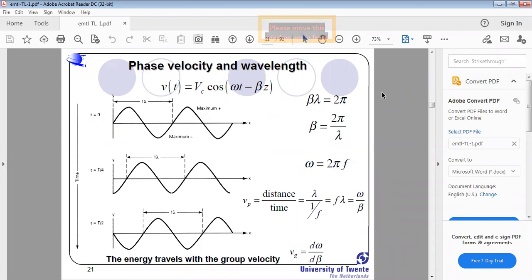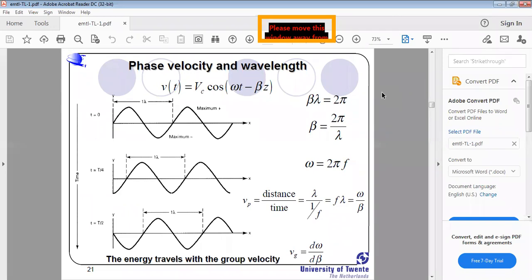Okay, what is meant by omega? Omega is nothing but a frequency, measured in radians per second, that is represented as 2πf. So by substituting the above values in phase velocity, we get omega by beta as the phase velocity representation.